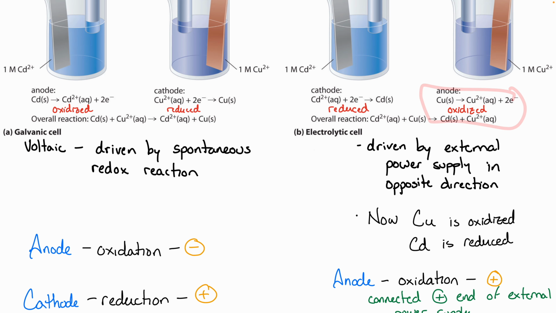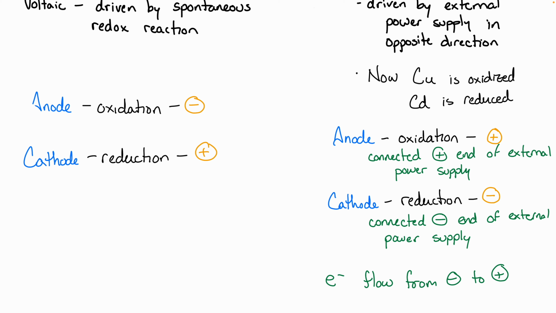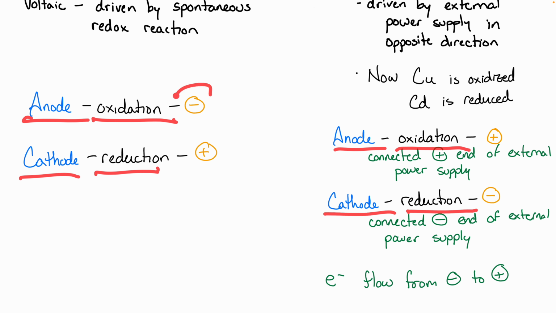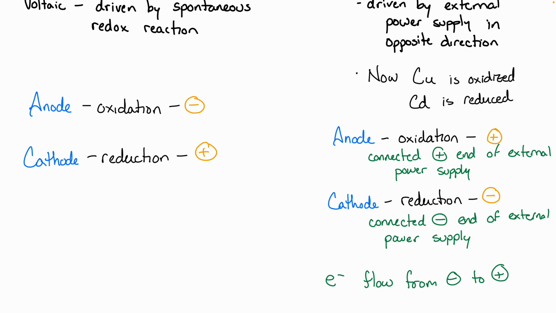So what didn't change, if we just want to play the spot the difference game: anodes are being oxidized, cathodes are being reduced. Our charge sign, our positive and negative, is what changes. Now our anode is not the negative end, but the positive end. We call it the positive end because it's connected to the positive end of the external power supply.